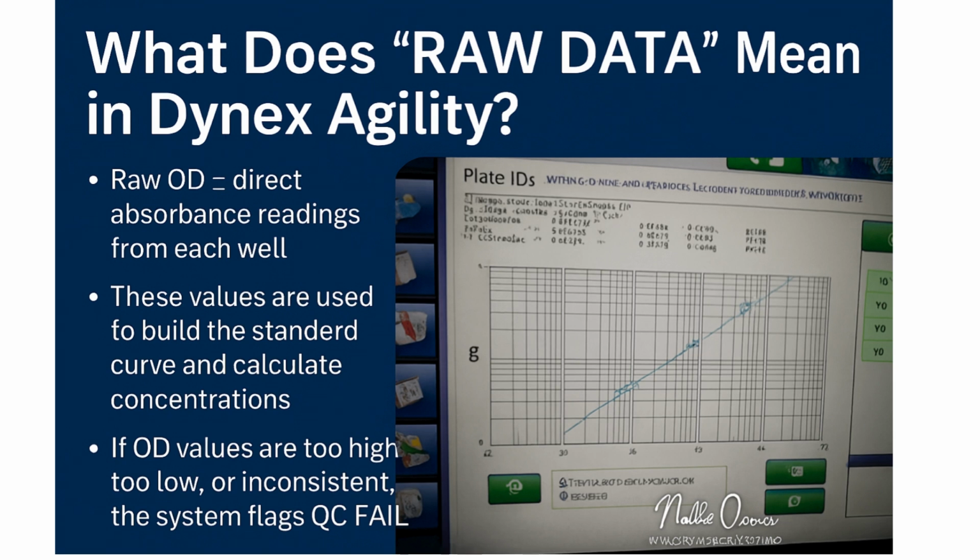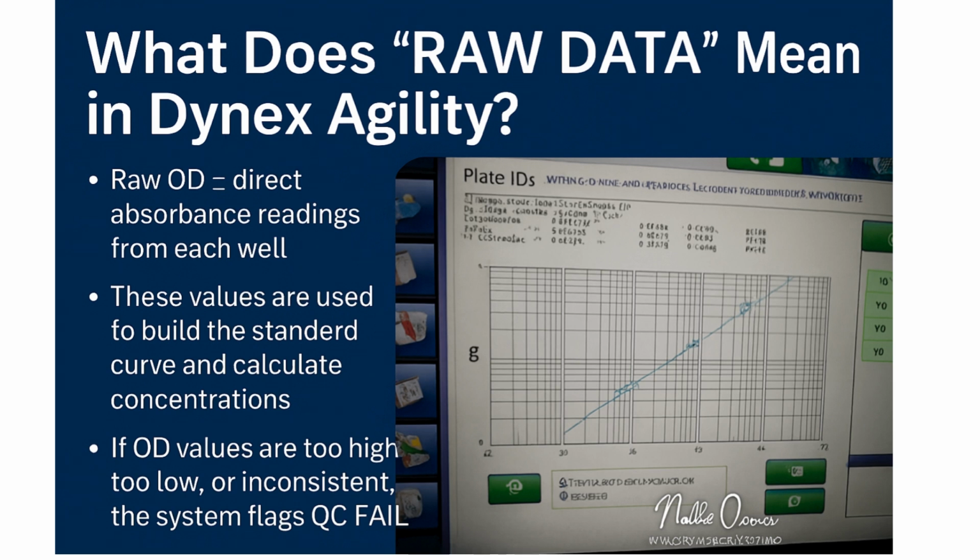In slide 1, I will talk about what raw data means in Dynex Agility. In Dynex Agility, raw data refers to the direct OD reading from each well. These values are the foundation for building the standard curve and calculating sample concentrations. If OD values are too high, too low, or inconsistent, the system flags a QC fail, meaning the run may not be valid. Okay, we are talking about validity here.